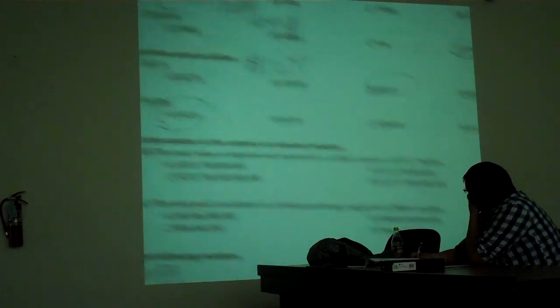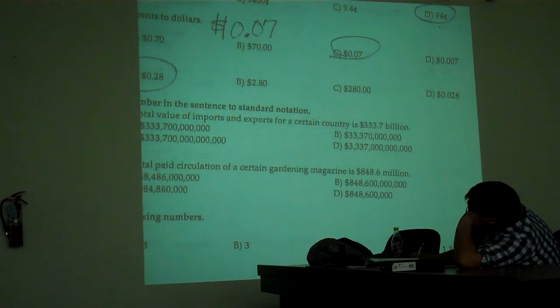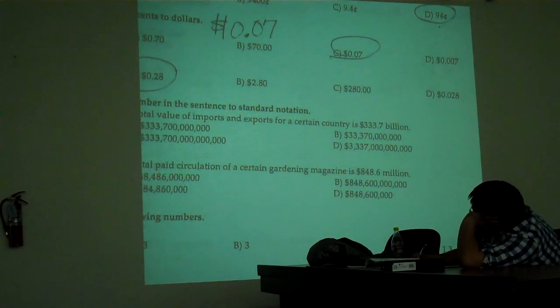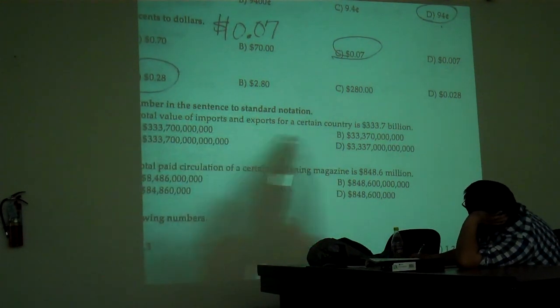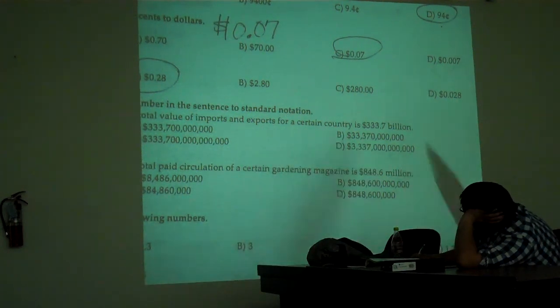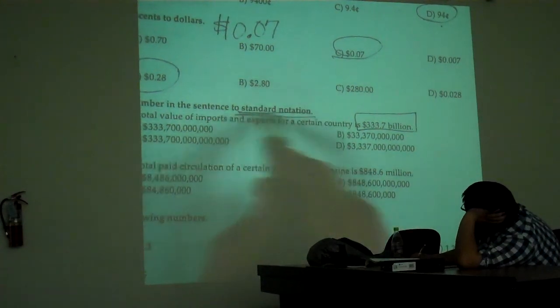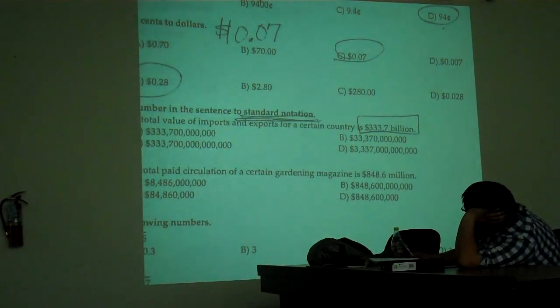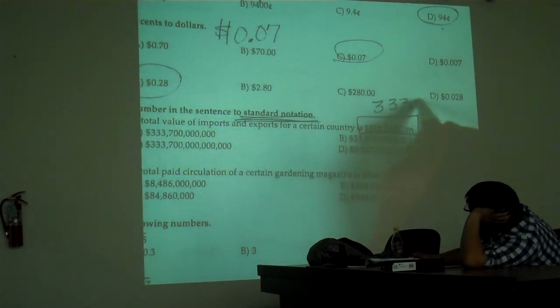Okay, this is not going to be multiple choice either. People that walked in need a review. Here's a review. Okay. The total value of imports and exports for a certain country is this many $billion. It says to write it in standard notation. This is not multiple choice. You're going to have to be able to do this on your own. Okay? You have 333.7 billion.